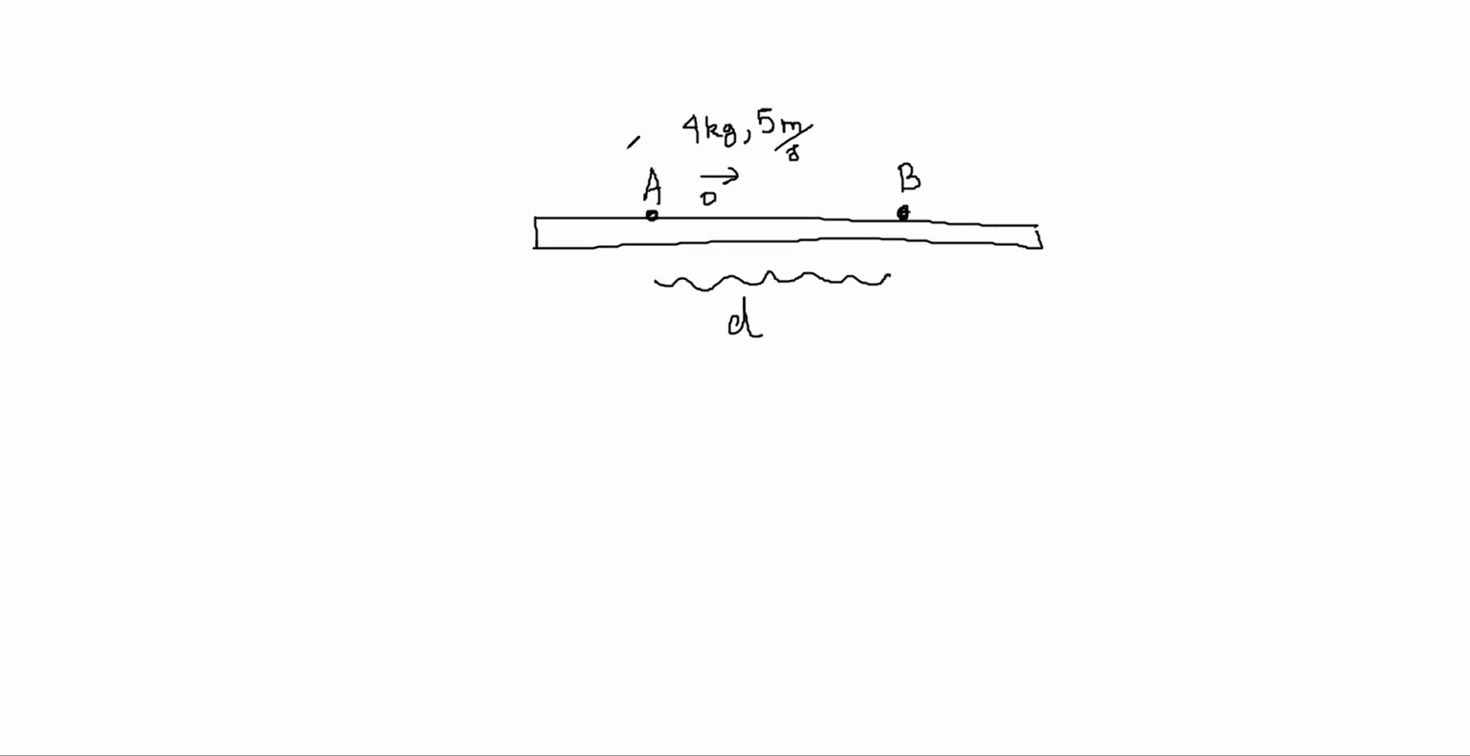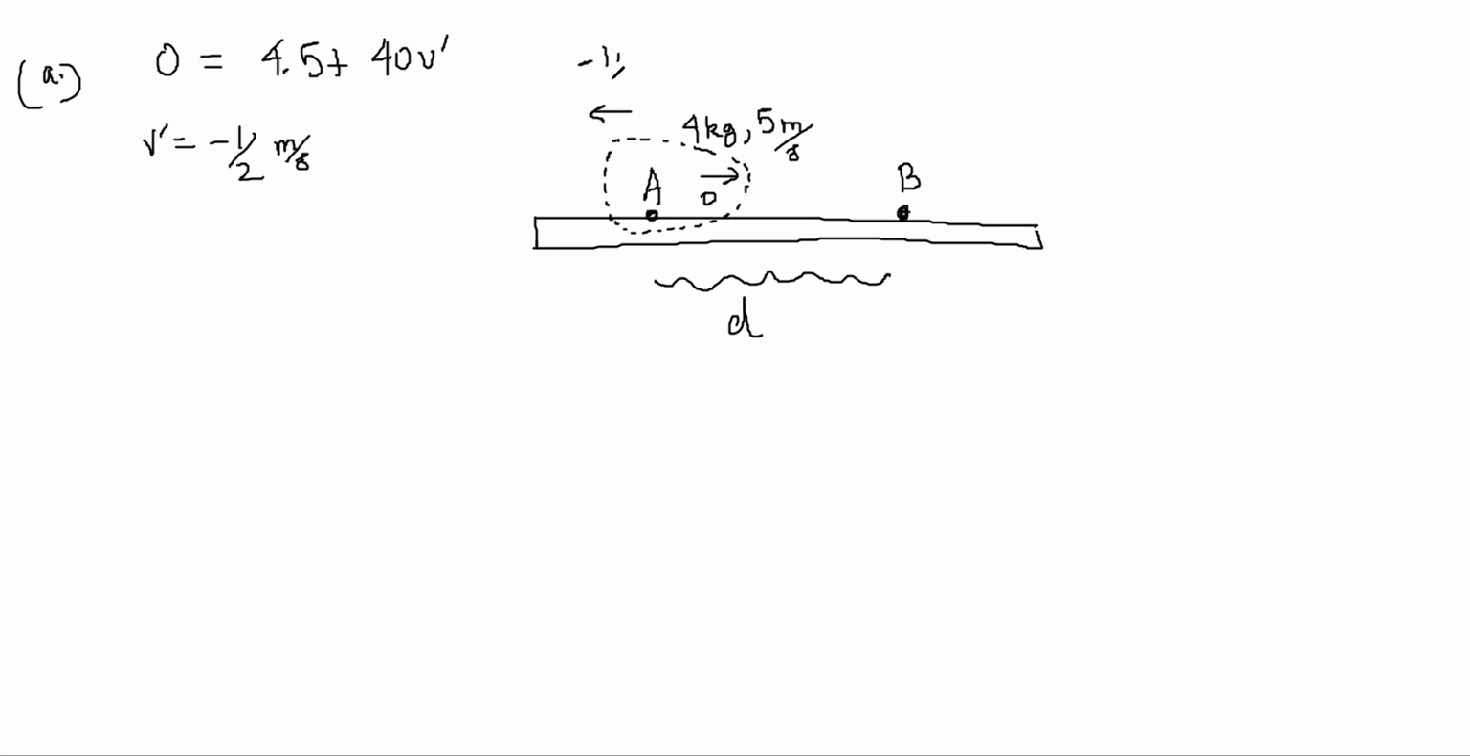So if you think of just A plus ball as a system, before rolling the horizontal momentum was zero. So 0 is equal to 4 into 5 plus 40 into V dash. So V dash will become minus half. So basically A will start moving at minus half meter per second after the first roll.